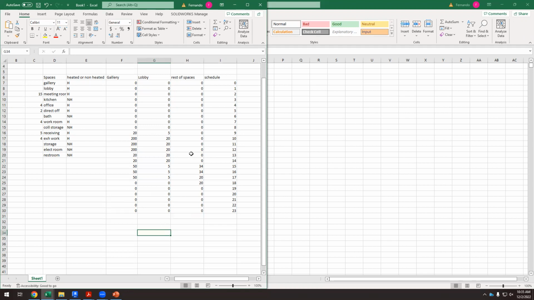Okay, but this is my assumption based on what? Based on common sense, based on what my client expects for the art gallery. But that's impossible. We don't have full occupancy always. So that's why we need to deal with that schedule, because we don't have 200 people in the art gallery, 50 people in the lobby, and 34 people in the rest of the spaces 24 hours a day. We don't have that. So that's why we have to prepare that schedule.